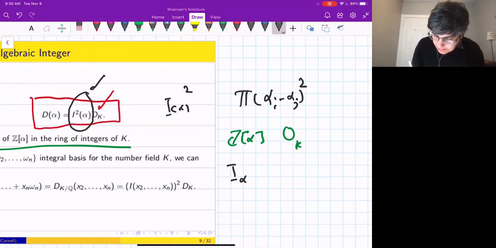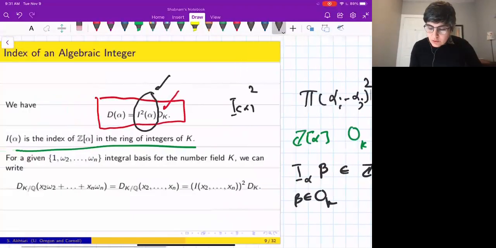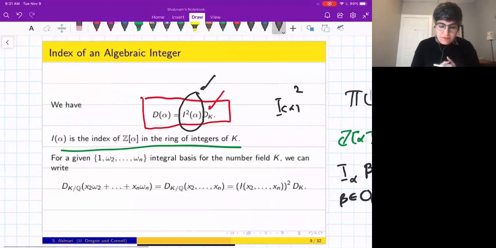It's an integer, so what it means is that if you take any algebraic integer like beta, so beta is in O_K, and multiply it by this integer, then certainly that belongs to Z[alpha]. Okay. So when I say I of alpha is the index of Z[alpha], it means that as a module.